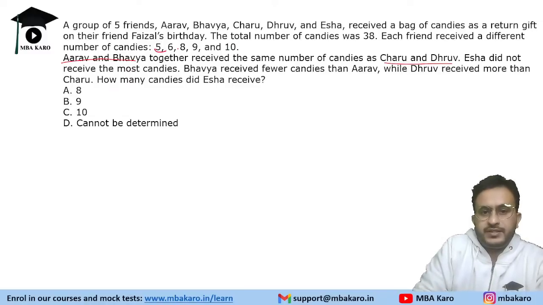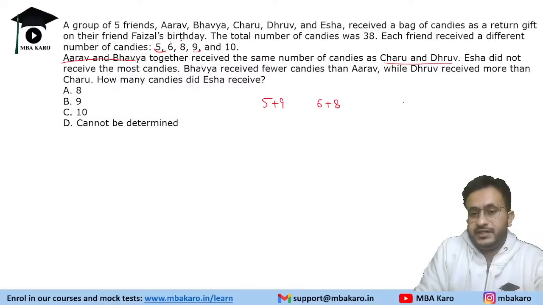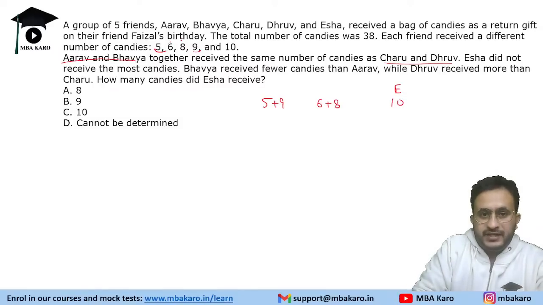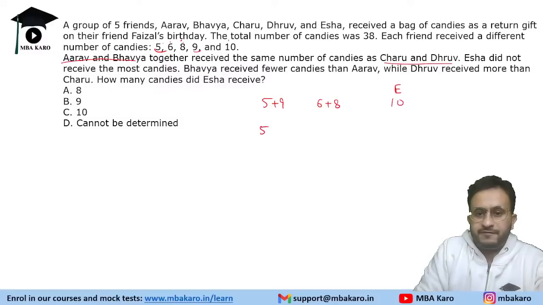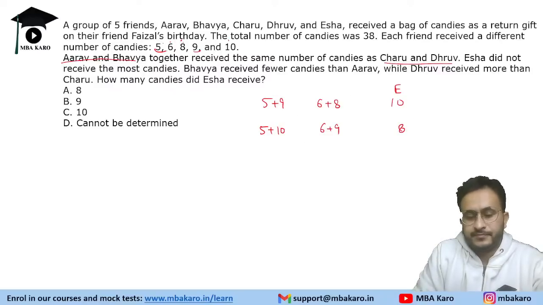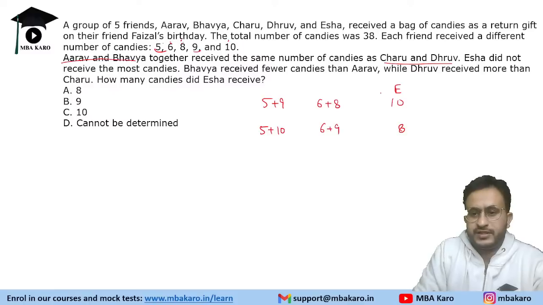So A and B, if you take 5 and 9, that is 14, we can have 5 plus 9 and 6 plus 8. One possibility is this. Then it will give E equal to 10, right? Then another possibility: 5 plus 8 is not possible, 13 is not possible. If you take 5 plus 10, that is 15. 6 plus 9 is also 15. Okay, we can have 8. Another possibility is 6 plus 10, 16 is not possible, 18 is not possible. So these are the two possibilities.